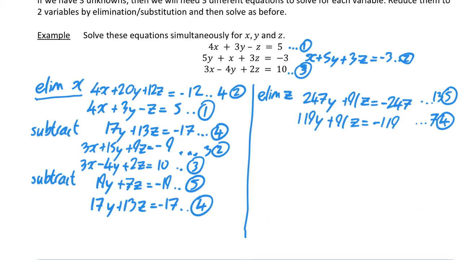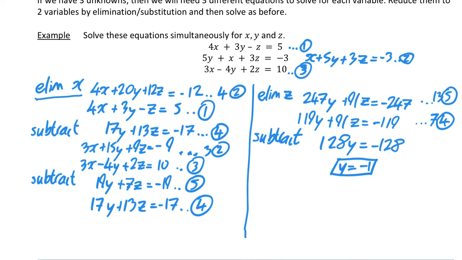Okay, next bit then, what we want to do is just subtract again. In this case, they have all been subtracted, that's just by chance. And if you subtract, you're going to get 128y is equal to minus 128. Okay, so it looks like it's going to work out nicely. So you divide across by the 128, y equals minus 1.